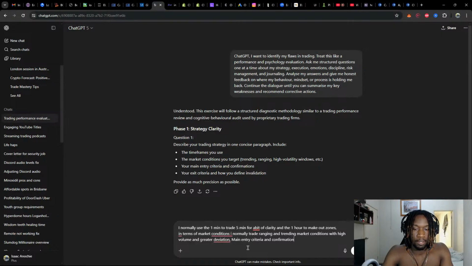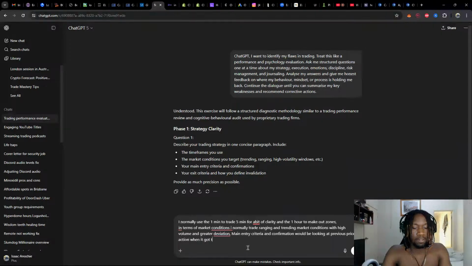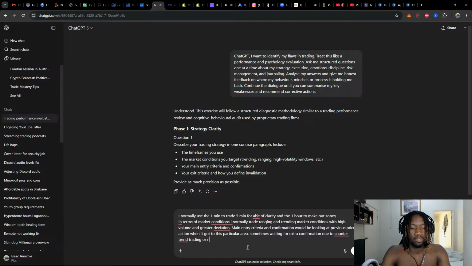Confirmation would be looking at previous price action when it got to this particular area. I would also say I sometimes wait for extra confirmation due to counter trend trading or not being in line with timing. That's all. Now, exit criteria.